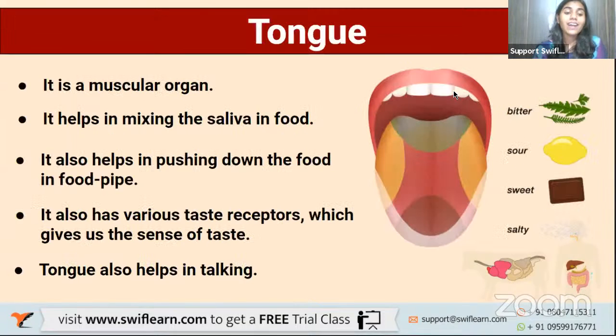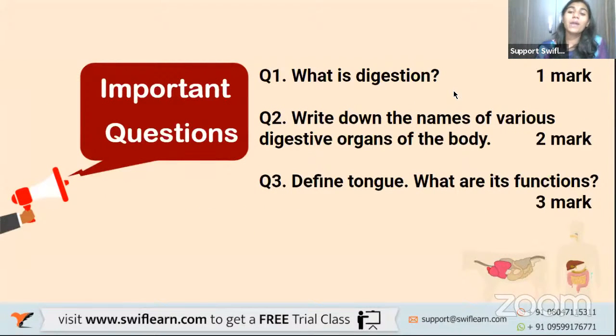Moving ahead, tongue also helps you to talk. It is because of the tongue that I am able to teach you nutrition in animals. Now, coming to some important questions that are repeatedly asked in school exams also. One is, what is digestion? Digestion is nothing but breaking down of food molecules into smaller pieces, right? Carbohydrates are broken down into simple sugars. Proteins are broken down into amino acids. Fats are broken down into fatty acids and glycerol. Vitamins and minerals are not involved in digestion. Digestion of vitamins and minerals does not happen because they're already very small.